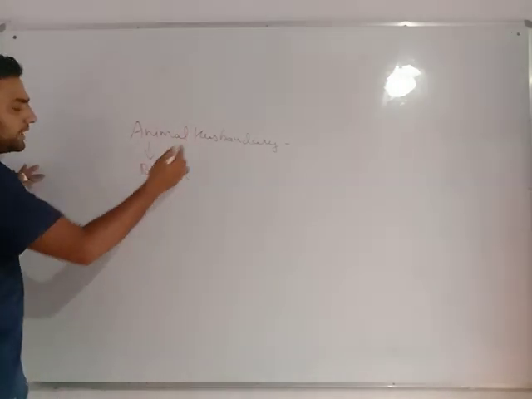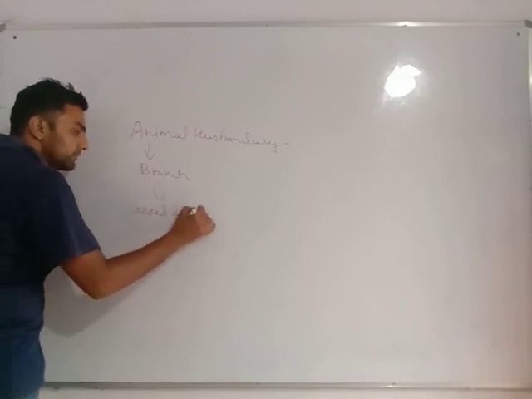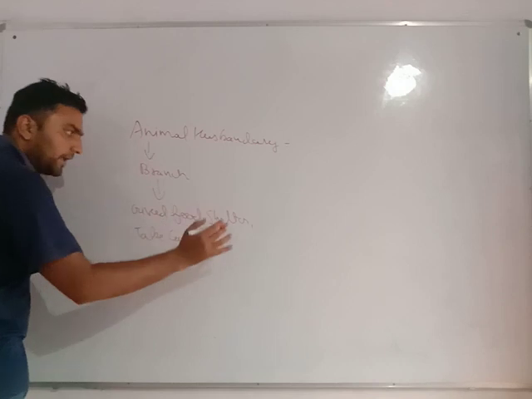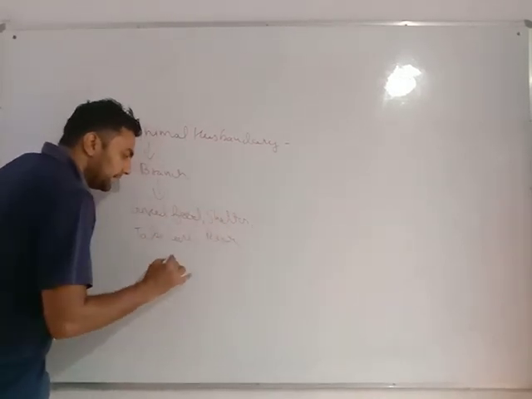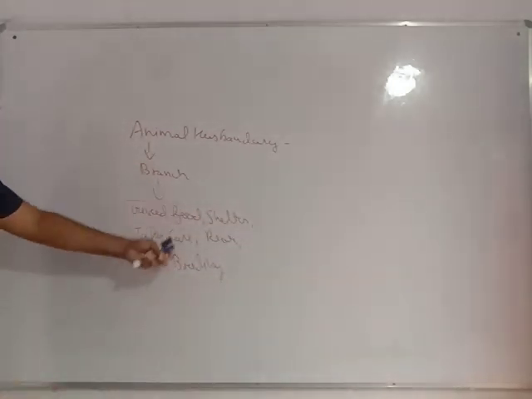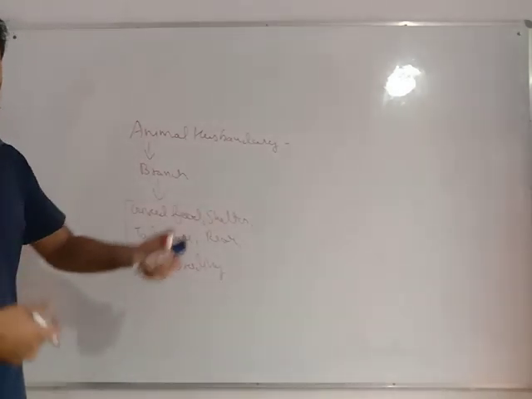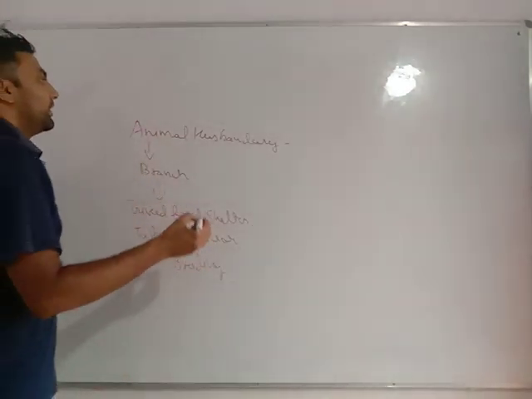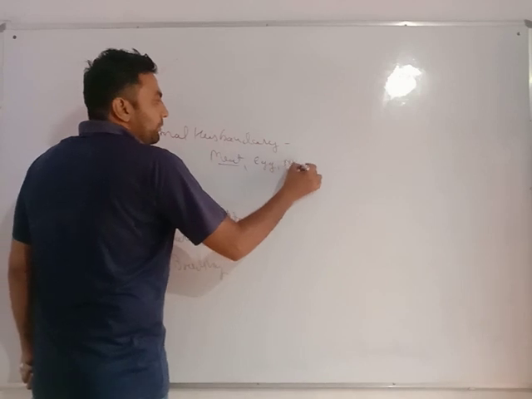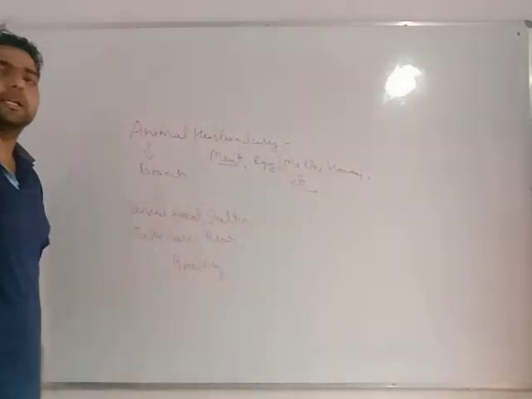In this branch, in animal husbandry, we need to give food and shelter, take care of the animal, rear it, do breeding, and then utilize its products for my food. Very important, many important animal foods are meat, egg, milk, honey, etc. We can't imagine our life without milk and meat products.